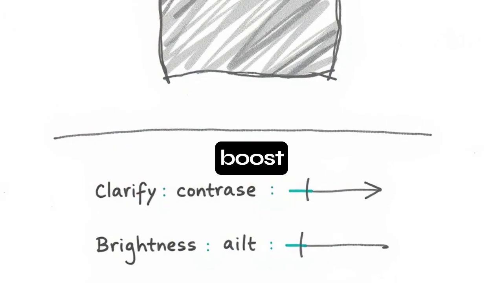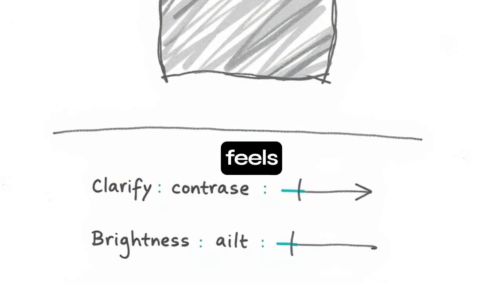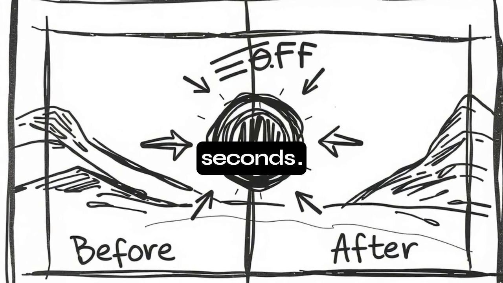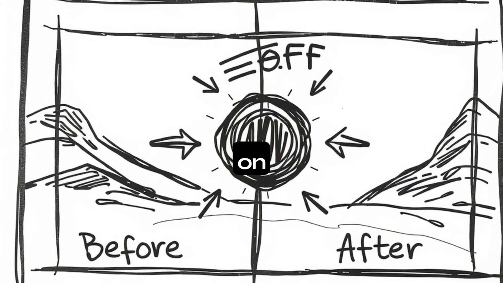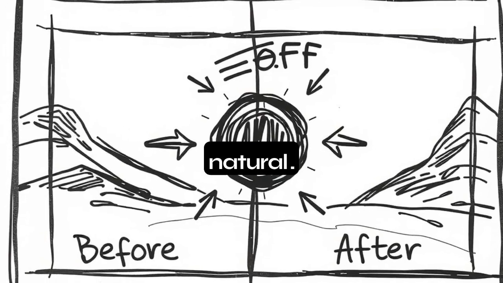Next, gently boost clarity or contrast to make edges pop, and add a tiny bit of brightness if the video feels dull. Play back a few seconds. Toggle the Adjust panel on and off to compare before and after. Stop when it looks clear but still natural.